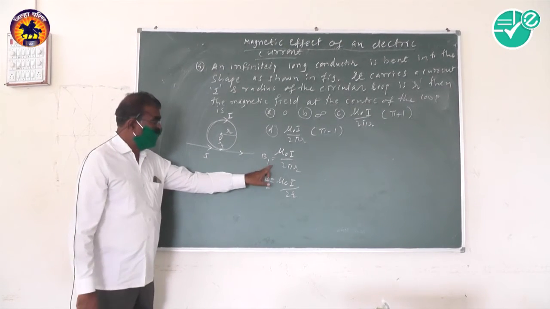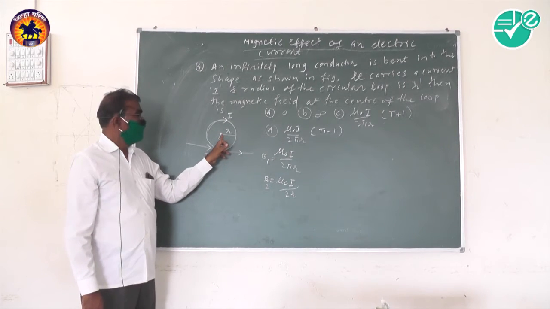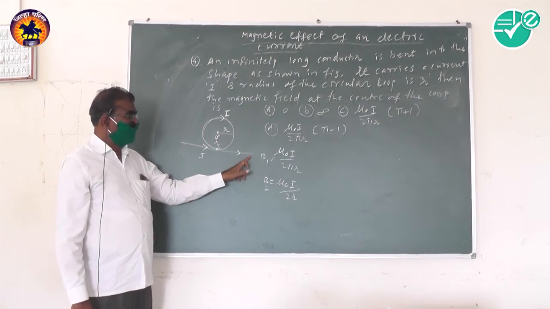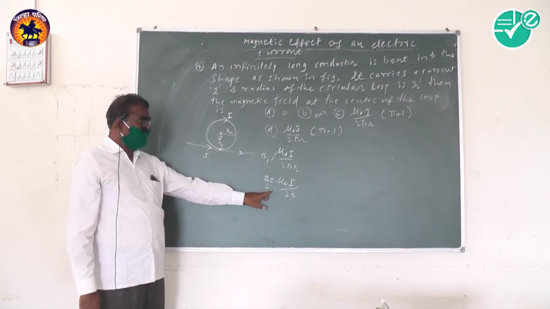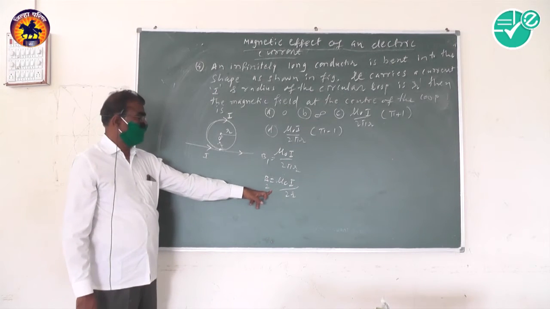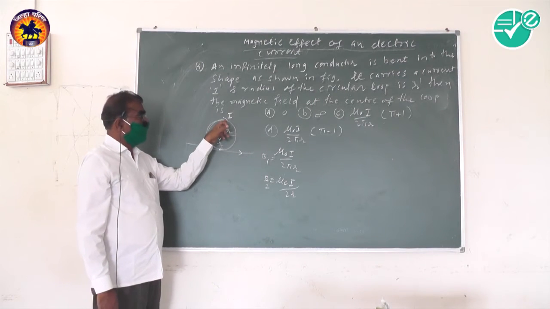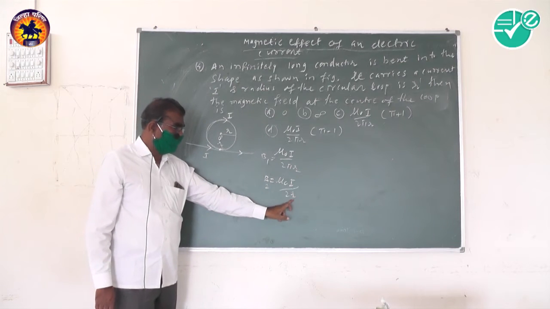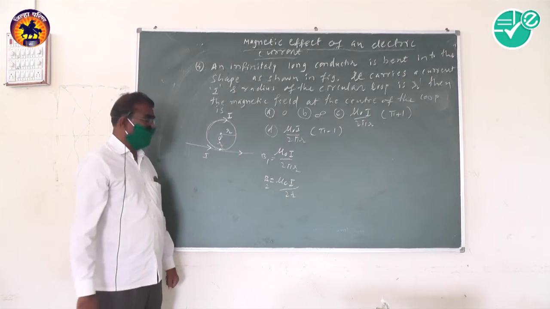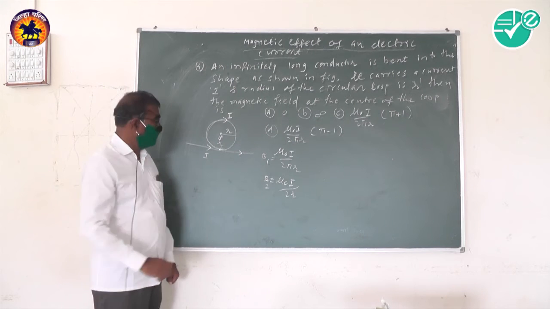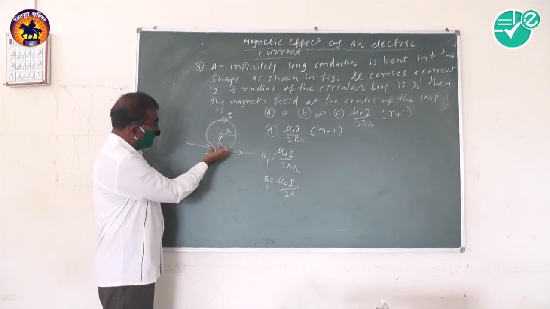B1 is the magnetic induction at the center due to the straight conductor, B1 is equal to mu 0 I upon 2 pi r, and B2 is the magnitude of magnetic induction at the center of the circular wire carrying a current I, B2 is equal to mu 0 I upon 2r. That is the magnitude. Now, according to the right hand rule, we have to find the direction of magnetic induction at point O due to the straight conductor.